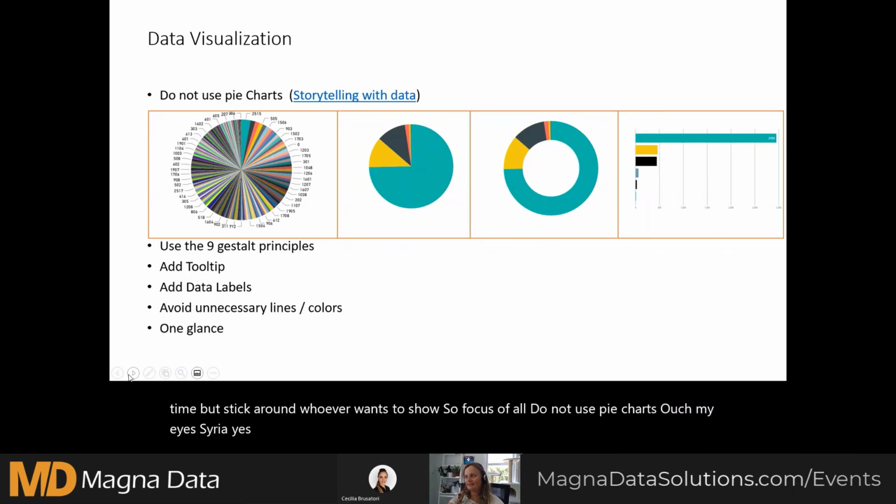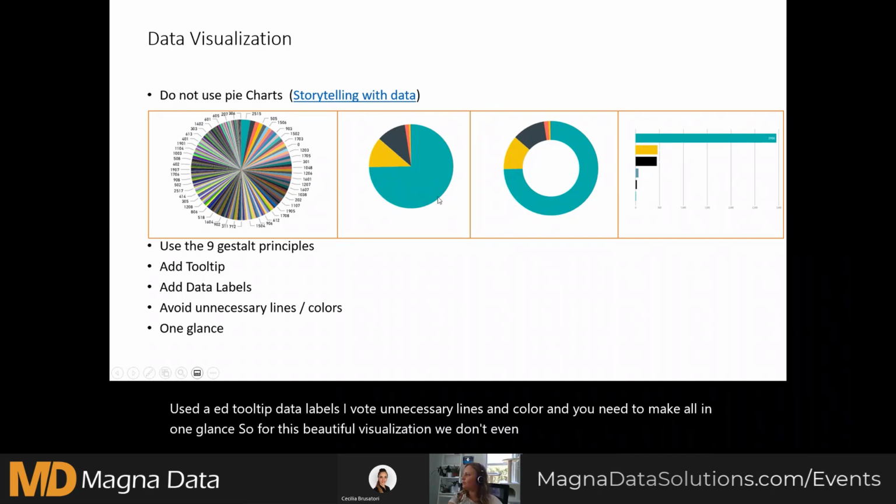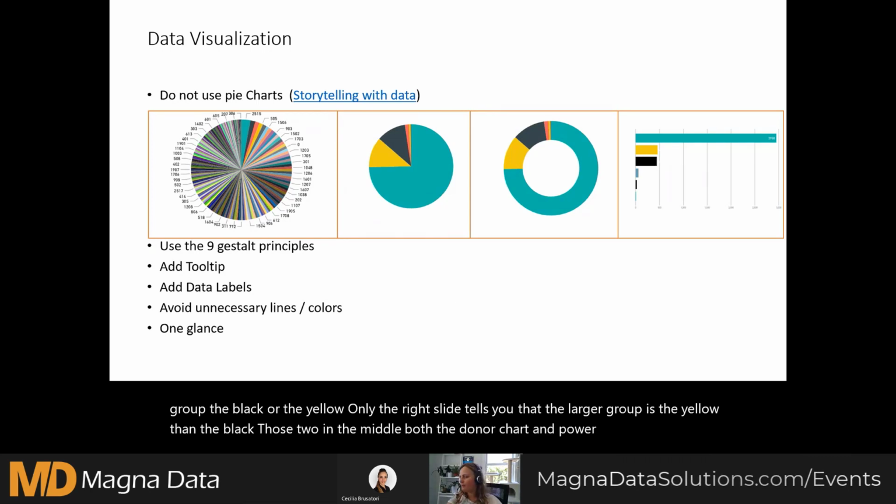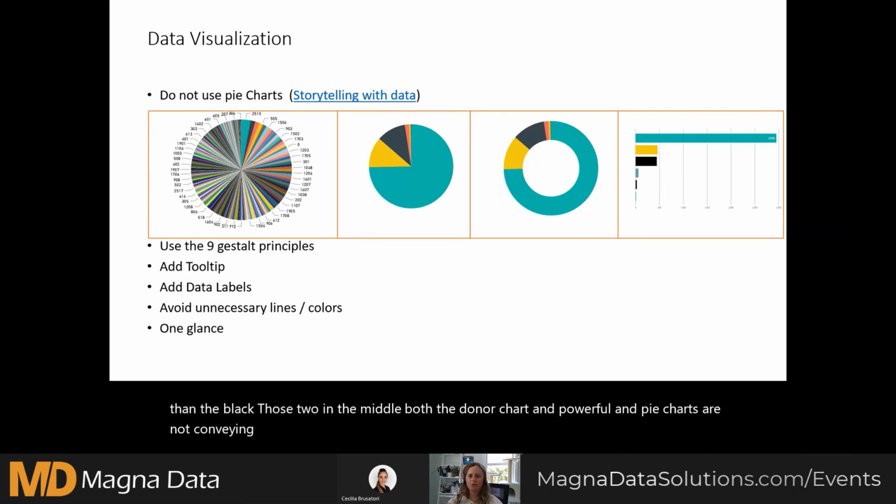I love this slide. This is a slide I created. Use the Gestalt principles, add tooltips, add data labels, avoid unnecessary lines and color, and make it all readable in one glance. For this beautiful visualization, we don't even know what is the largest group, the black or the yellow. Only the right slide tells you that the yellow group is larger than the black. Those two in the middle, both the donut chart and pie chart, are not conveying the information correctly.